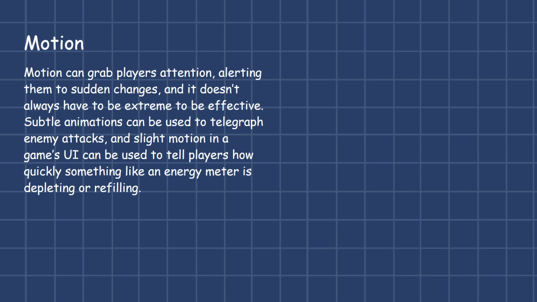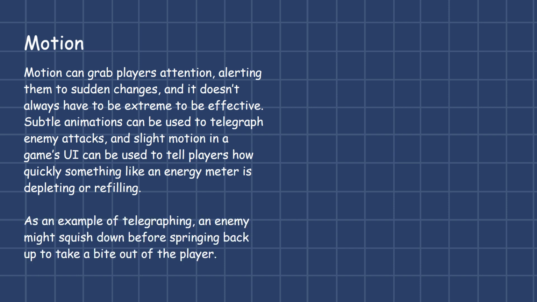Motion can grab players' attention, alerting them to sudden changes. Intense motion should generally be used sparingly to avoid overwhelming players or creating a false sense of importance, but motion doesn't always have to be extreme to be effective. Relatively subtle animations can be used to telegraph enemy attacks, and slight motion in a game's UI can be used to tell players how quickly something like an energy meter is depleting or refilling.